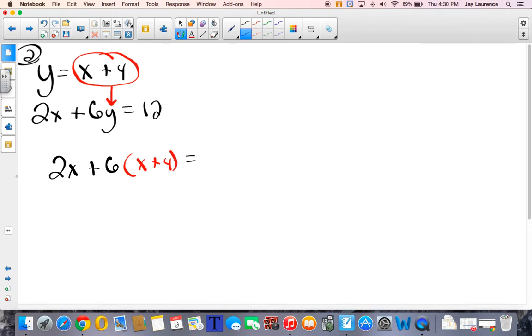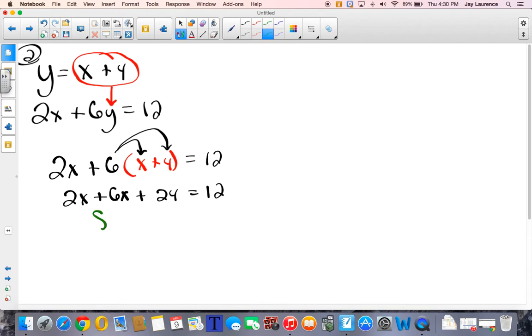That's going to equal 12. 2x plus 6x plus 24. How did I get 24? I distributed, right? Remember the distributive property? That equals 12. Now my x's are on the same side, so I'm just going to combine like terms right here. 8x plus 24 equals 12.